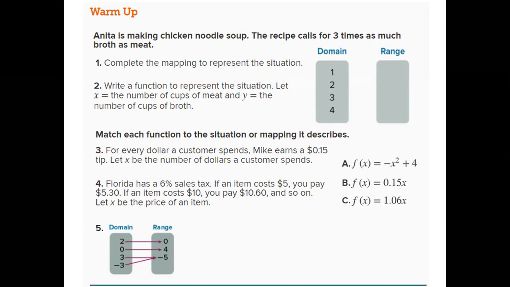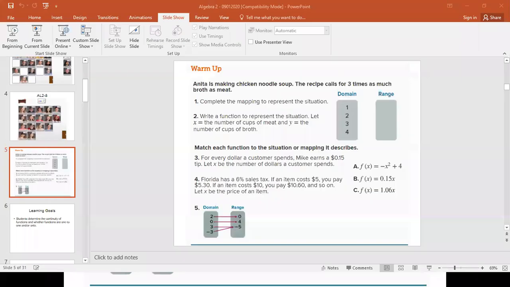1, 2, 3, 4. These are terms we will define, domain and range. In number one, it says complete the map to represent the situation. What's the situation? Anita is making chicken noodle soup. The recipe calls for 3 times as much broth as meat. So what in the world are they talking about here?